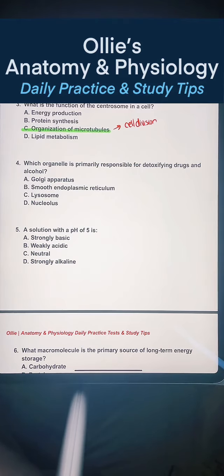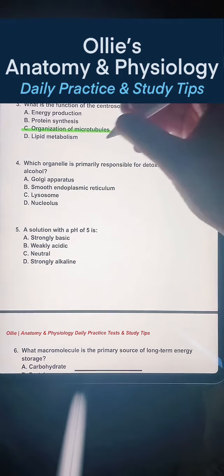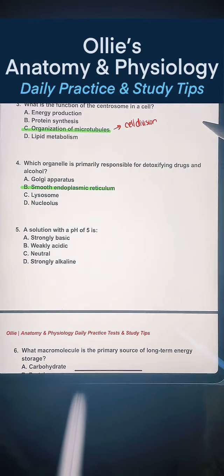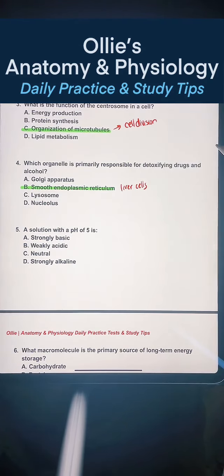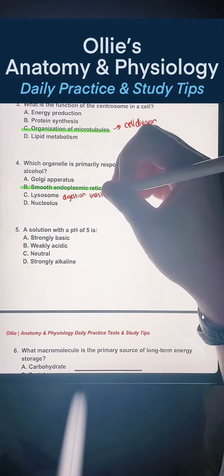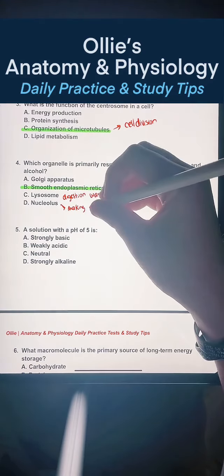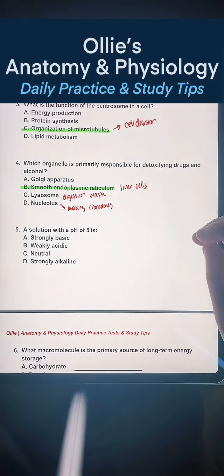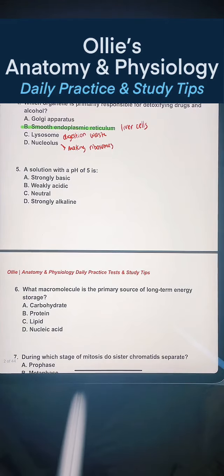And we're on number 4. Which organelle detoxifies drugs and alcohol? The answer is B. The smooth endoplasmic reticulum. The smooth ER detoxifies harmful substances in the liver cells. The Golgi apparatus, that is for modifying and sorting proteins. The lysosome is for digestion of waste. And the nucleus, that is going to be for making ribosomes. All right. Number 5, a solution with a pH of 5 is what?